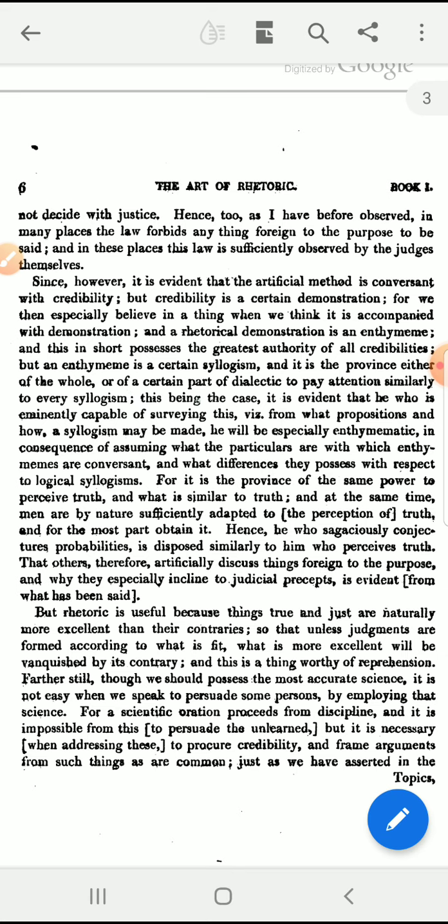"This being the case, it is evident that he who is eminently capable of surveying this, namely, from what propositions and how a syllogism may be made, he will be especially enthymematic, in consequence of assuming what the particulars are with which enthymemes are conversant, and what differences they possess with respect to logical syllogisms." So a man who masters the art of reasoning and learns of all of the different kinds of arguments that exist, that man will take from dialectic the benefits and bring those benefits into the study of rhetoric, because true rhetoric has to do with proof.